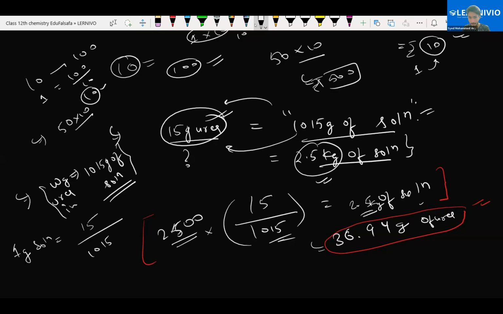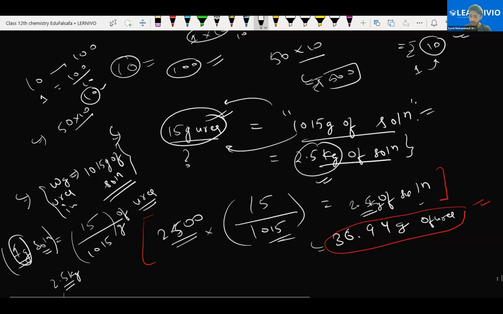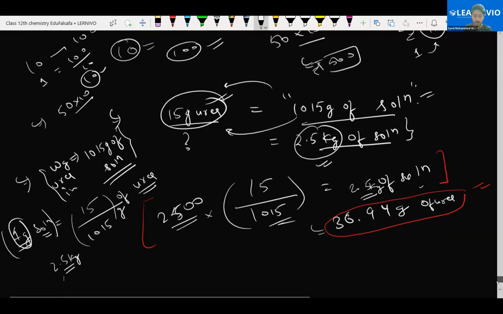Understand? So what are you writing here? You are writing 1 gram of solution, the information at the LHS side of the solution, and here you end up getting the weight of urea. This is the weight of urea in grams. Correct? Now what I am doing is multiplying this at my LHS side by 2.5 kg. So if I make some change at the LHS side, then the same thing you should do at the RHS side to validate your concept of equivalence.